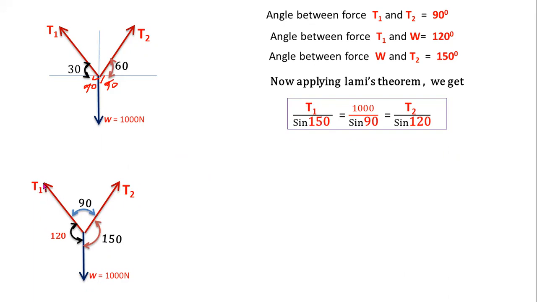Here T1 is the force, so T1 divided by sine of the angle between the other two forces. Here the angle between the other two forces is 150 degrees. So T1 divided by sine 150 degrees, and 1000 newtons divided by sine 90 degrees, equal to T2 divided by sine 120 degrees. This is the Lami's equation from Lami's theorem: T1 by sine 150 degrees equal to 1000 by sine 90 degrees equal to T2 by sine 120 degrees.